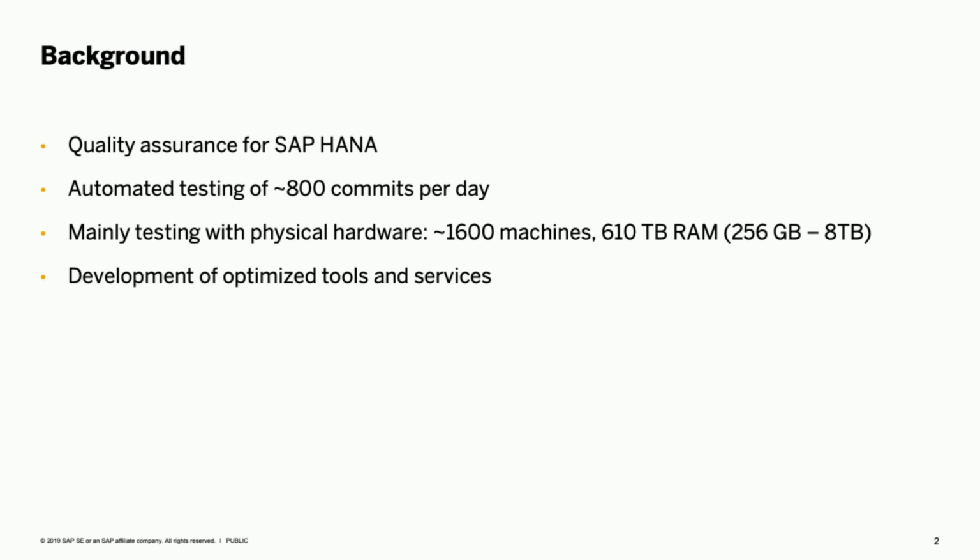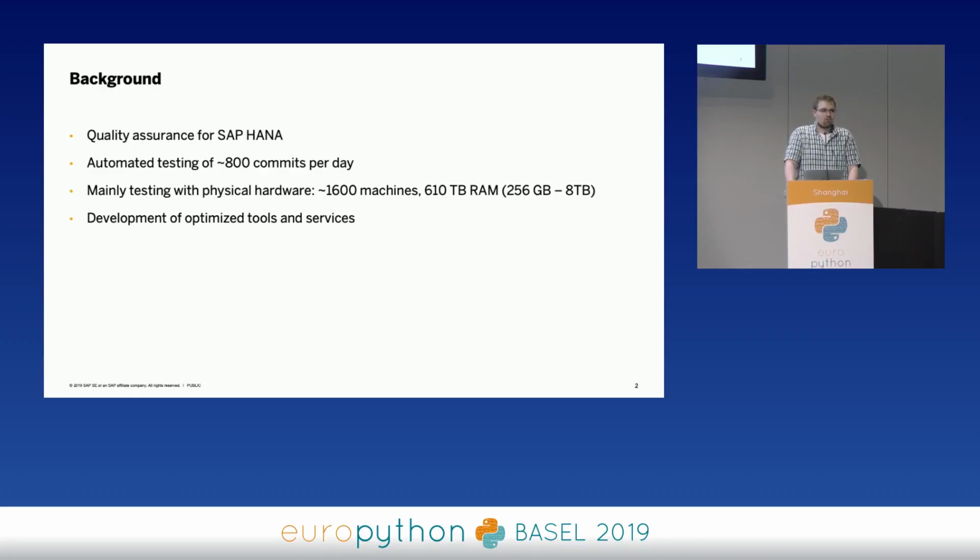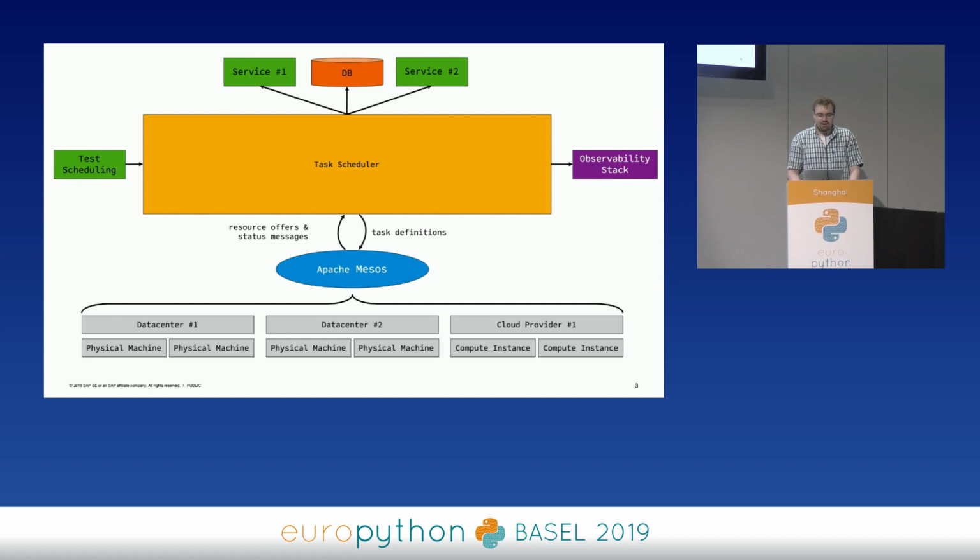So the problem is, if you have such an infrastructure, if you have such load characteristics, you need optimized services, optimized tools to handle such incoming load. And that's actually the main part of what my colleagues and I are doing. So we are developing such tools, such services, which are optimized for our workload. And one of these tools is our own task execution framework, which we put on top of Apache Mesos.